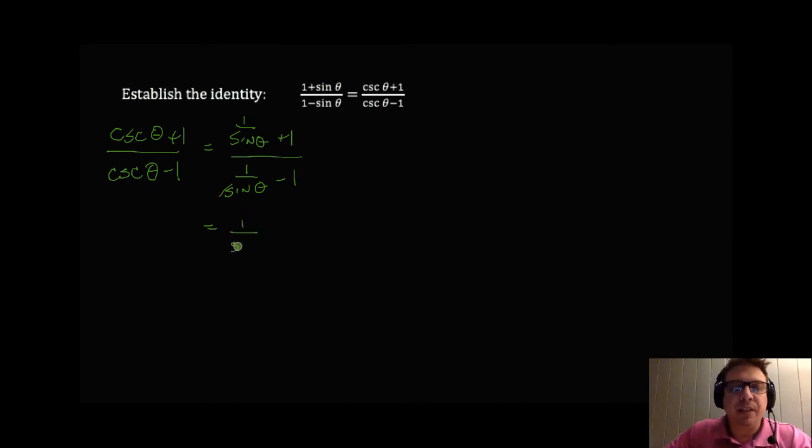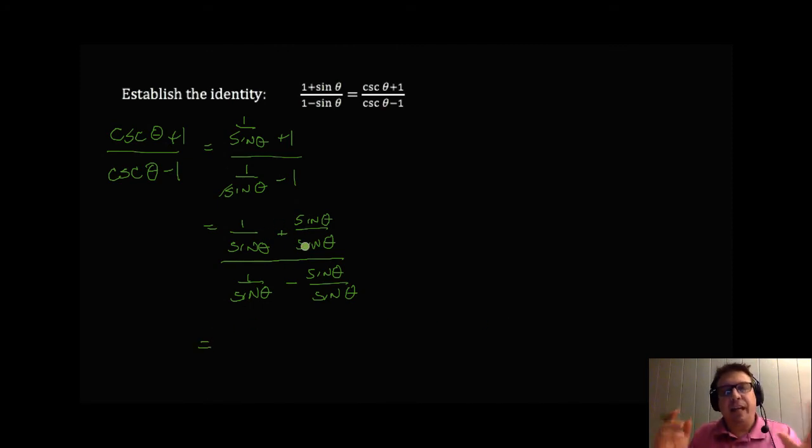So 1 divided by sine theta plus sine theta divided by sine theta, all divided by 1 divided by sine theta minus sine theta divided by sine theta. Okay. Get these common denominators, bring them together. I now have common denominators. That's the whole idea: got the common denominators, bring the fractions together. So I end up with, again, fractions within fractions, which is okay. It is what it is.